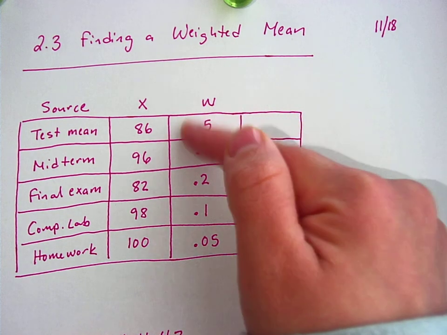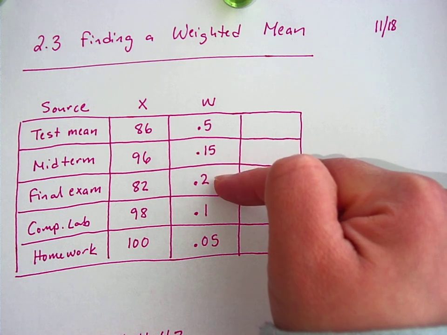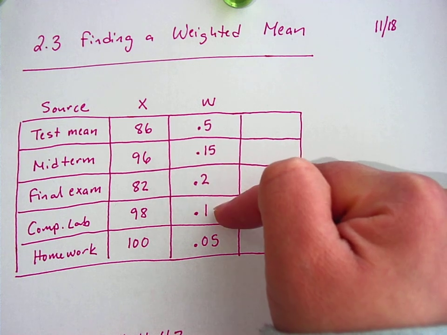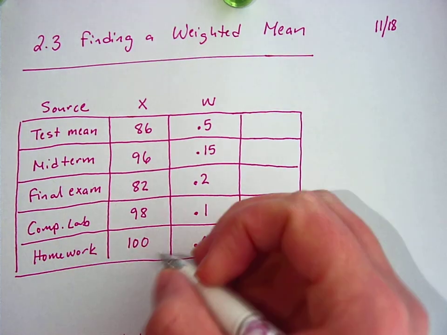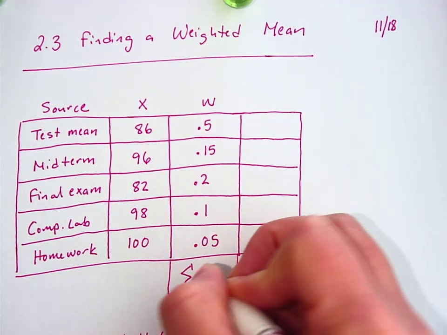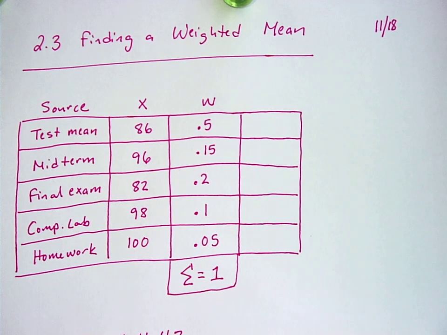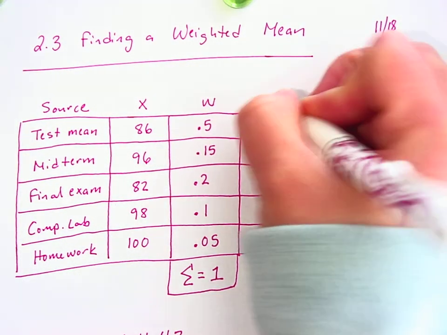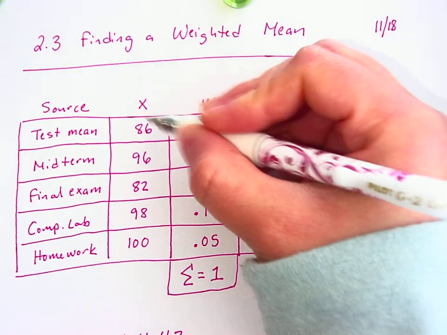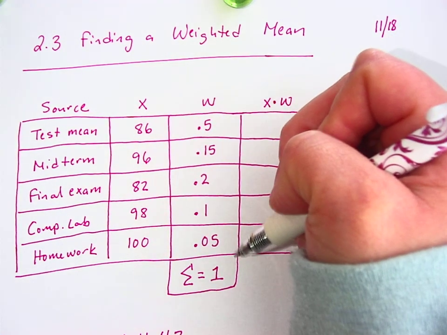And if you add this up, let's see, 50% plus 15 is 65%, plus 20% is 85%, plus 10% is 95%, plus 5% is 100%, and so they add up to 1, which is what you want when you're doing an average test score. Okay, so to figure this out, the first thing you do is multiply the value by the weight and calculate those.